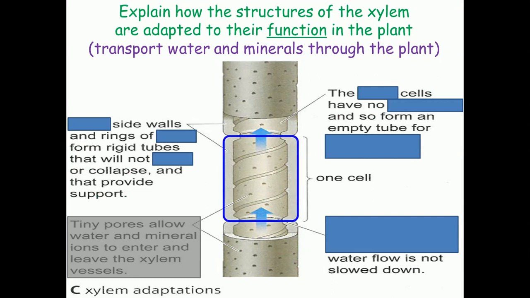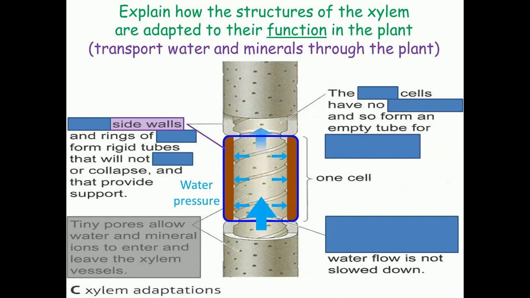Now here's a xylem cell, and you can see the water and minerals are transported through the xylem cells, and that water collides with the inside walls of the xylem cells, applying pressure. Now the xylem cells are adapted because they have got fixed side walls to prevent the water pressure from having an effect on the side walls.